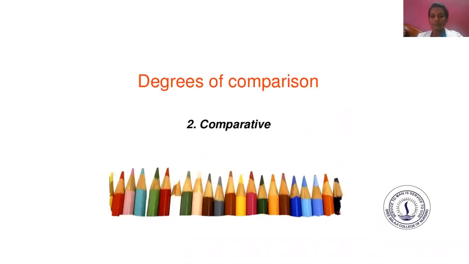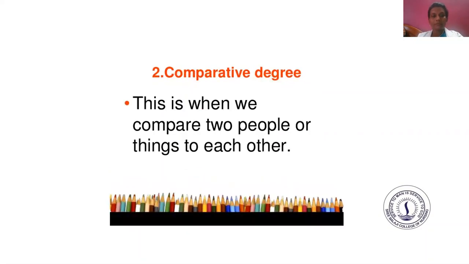Next, degrees of comparison: comparative degree. First we have seen positive and now comparative degree. Comparative degree is when we compare two people or two things to each other. So when we compare two people or two things to each other, you will say that is comparative degree.